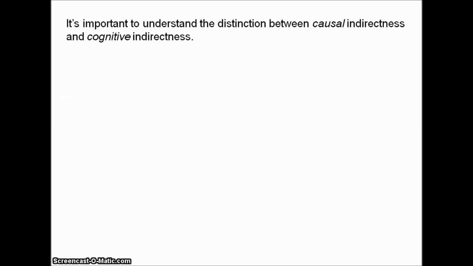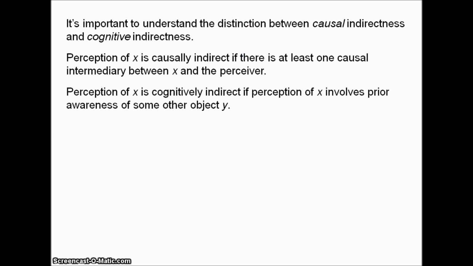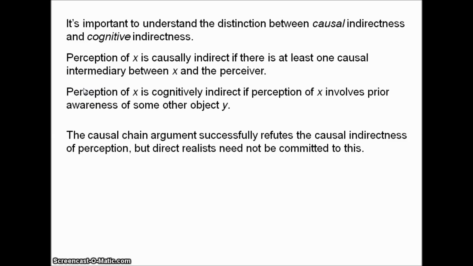it's perhaps useful to make a distinction between causal indirectness and cognitive indirectness. So perception of X is causally indirect if there is at least one causal intermediary Y between X and the perceiver. Perception of X is cognitively indirect if perception of X involves prior awareness of some other object Y. The causal argument successfully refutes causal directness of perception. But direct realists don't need to be committed to the claim that perception is causally direct. The question is whether it's cognitively direct.